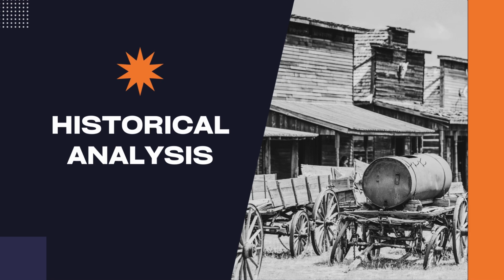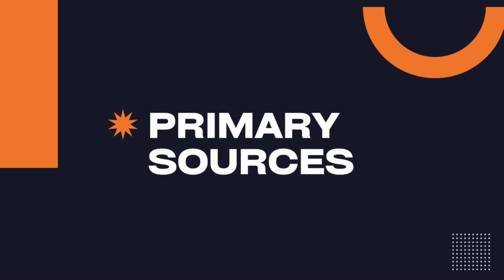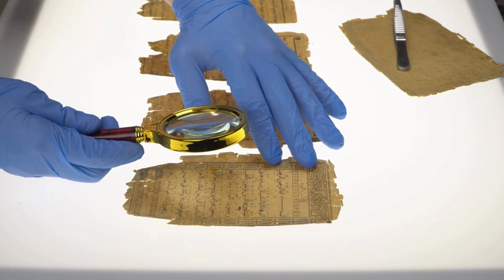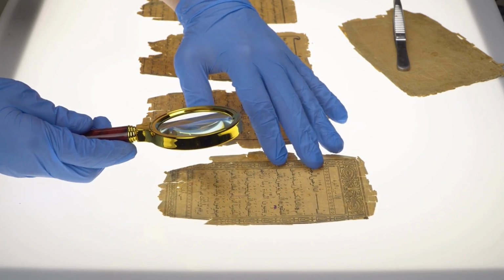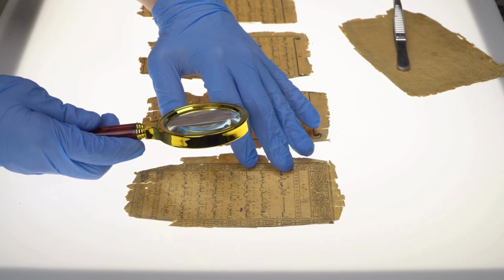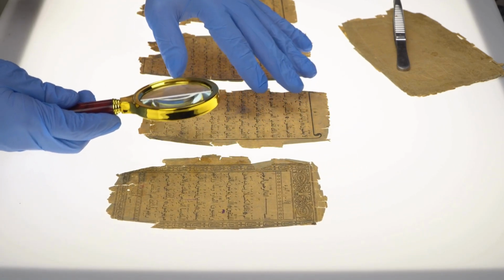The third type of analysis is historical analysis. The historical method is a way of conducting research by collecting and analyzing primary sources. Primary sources were created during the historical period being researched. Analyzing primary sources allows you to further understand any given era in history.